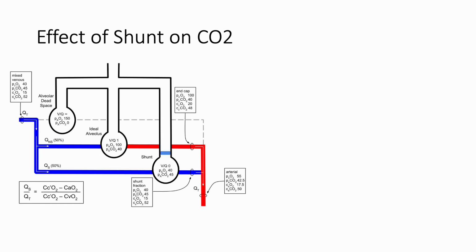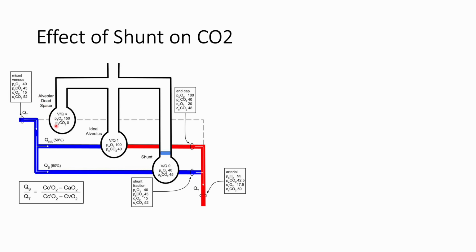So far, we have been focusing on the effects of shunt on oxygen, as clearly the clinical implications of hypoxaemia are much more important than hypercapnia. But sometimes the scope of an exam question does include the effects on CO2, so we should be able to explain the differential effects of shunt on PO2 and PCO2.